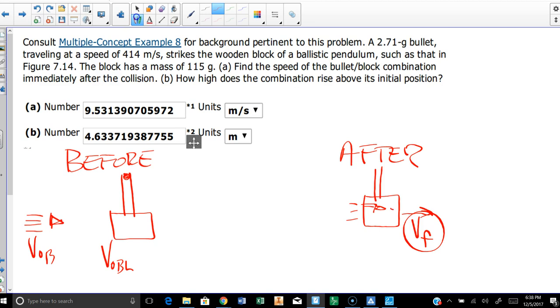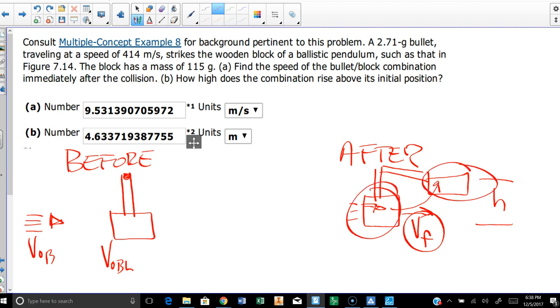And then that pendulum will swing upward, and conservation of energy will tell us something about how high it went when it swings up like that. We can turn that kinetic energy here into potential energy here, and you can see where the energy part might come into this later on in part B. But for now, all we're going to concern ourselves with is this.